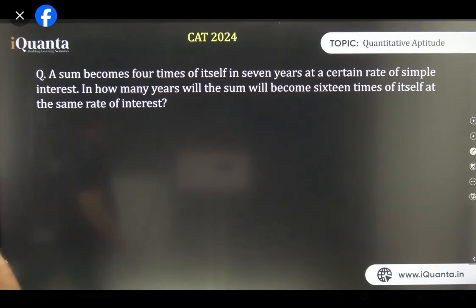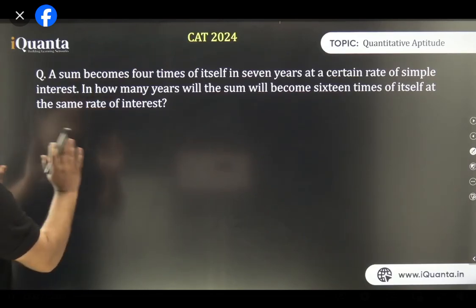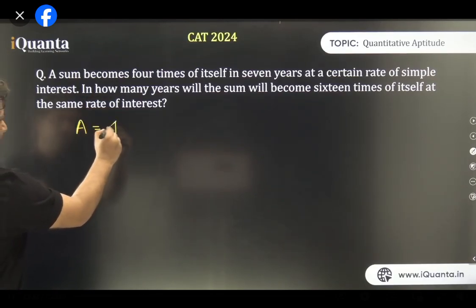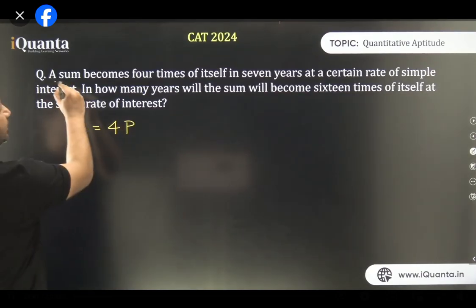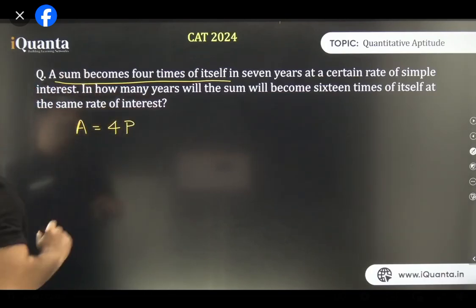All right. So, how many of you used observation or logic and not the formula? Anyone? Let's do it in both the ways, okay? Because in the first class, we'll do it in both the ways. So, what is happening? A sum becomes 4 times of itself, which means the amount is 4p. Is that clear? The first step? Okay? Amount is 4p by this. In how many years is it happening? In 7 years.